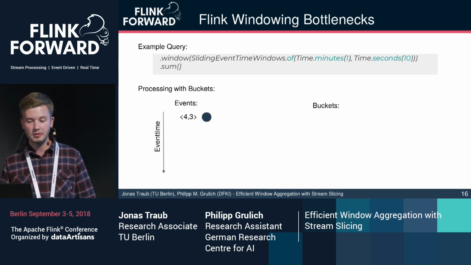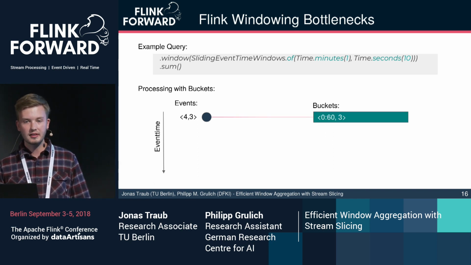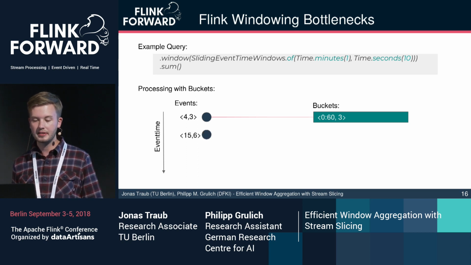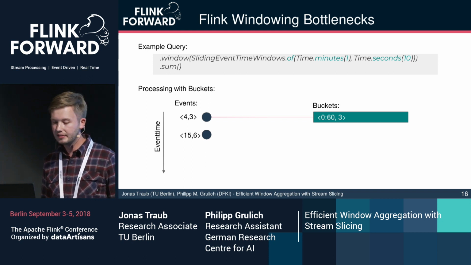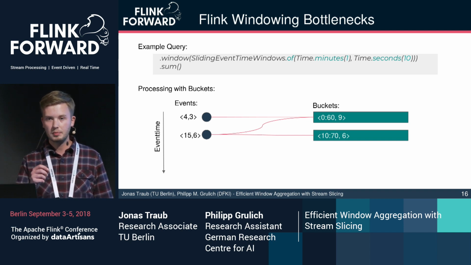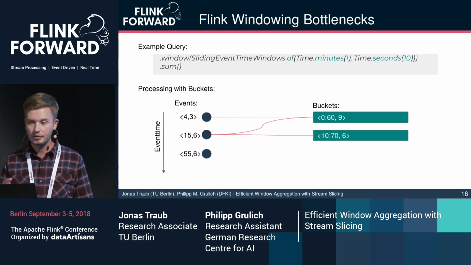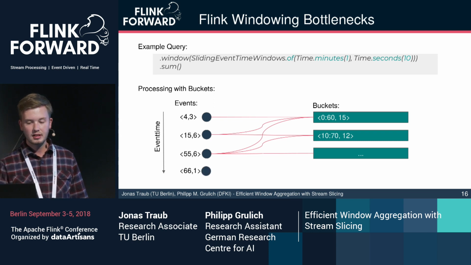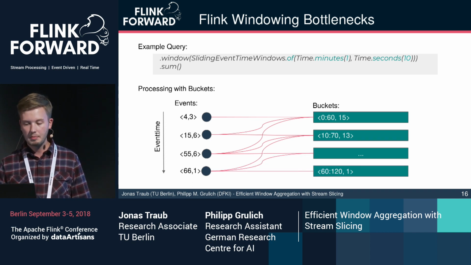So when the first event arrives with a timestamp of 4 and a value of 3, it gets placed in its corresponding bucket. This bucket has a start timestamp of 0 and an end timestamp of 60, and its aggregated value is now 3. So when the next element arrives in the stream with a timestamp of 15, we have to place it in the first bucket and in the second bucket with a start timestamp of 10. So you already see that we now have to place this element in 2 buckets. When more events arrive, for example, this one with a timestamp of 55, we have to place it in even more buckets. And as soon as an element comes in the stream with a timestamp of 66, we do not have to place it in the first bucket, but in 6 others.